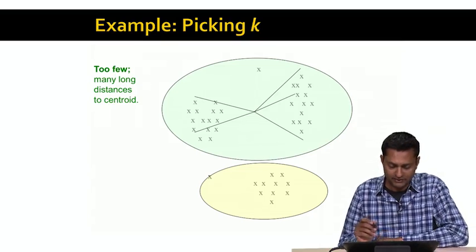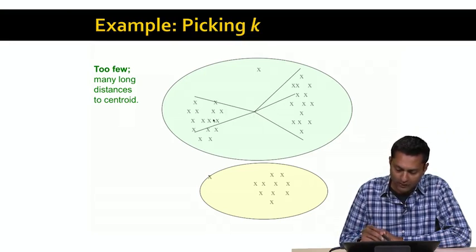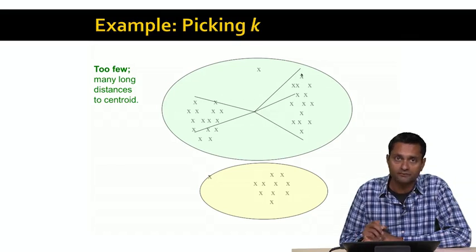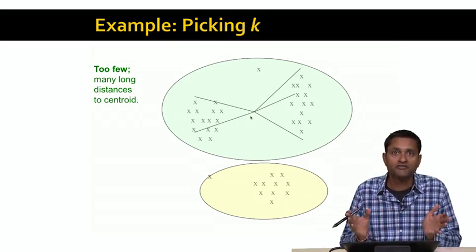So here's an example with a bunch of data points, and I've picked k equal to 2. Because I picked k equal to 2, we have 2 clusters, and you can see that that's the centroid of the first cluster. And you can see there are a lot of points that are very far away from the centroid in this case, right? Now, if k is too small, as in this case, then there are going to be lots of points that are a large distance away from the centroid. So the average distance from the centroid is going to be fairly large.